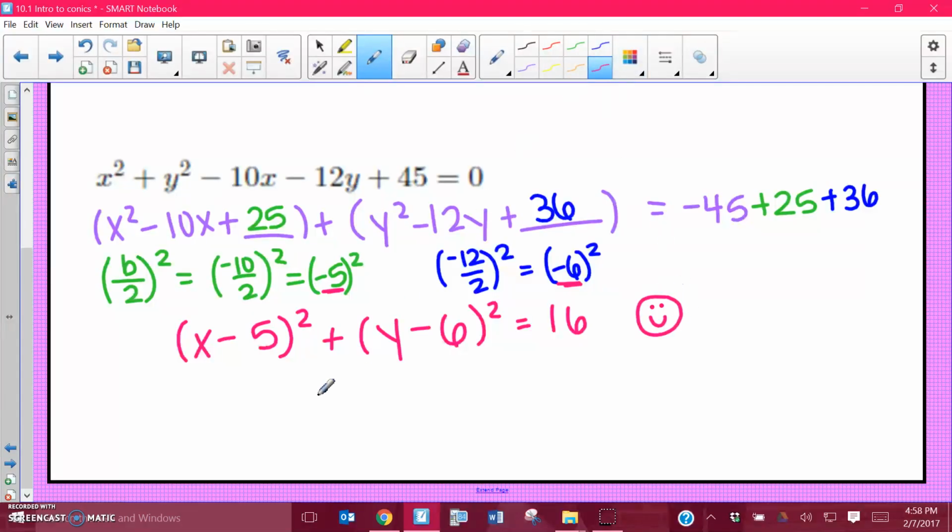I could find stuff out about it. I would know that this circle has a center at 5, 6, and it has a radius of square root of 16 or 4. So dig out that completing the square stuff you did in Algebra 2, because we will have to complete the square in order to get our conics into standard form.